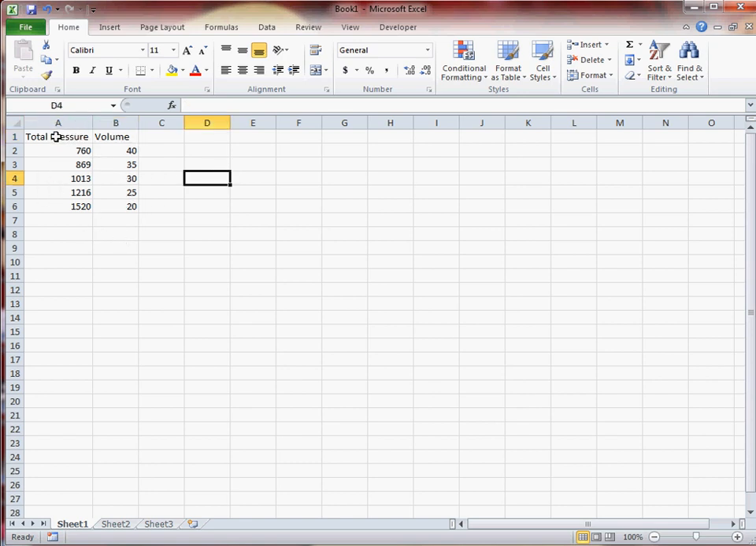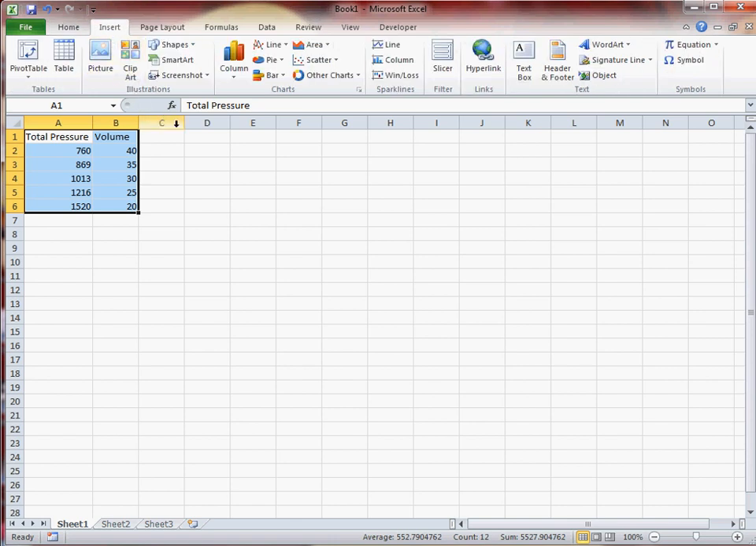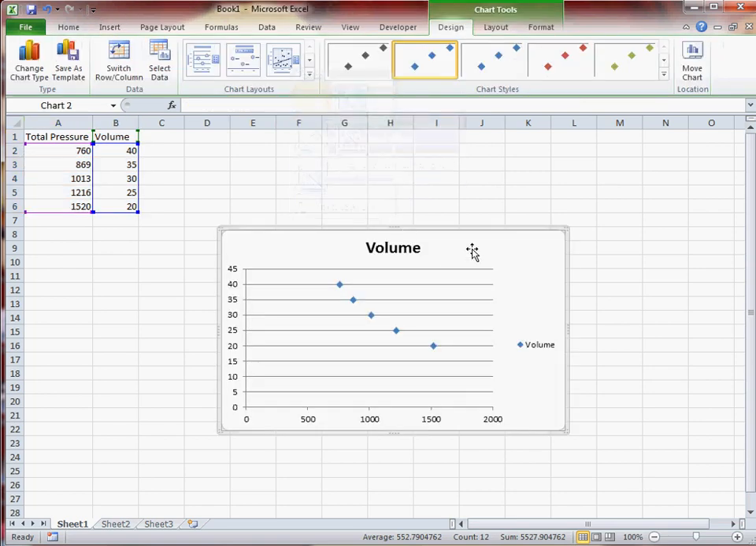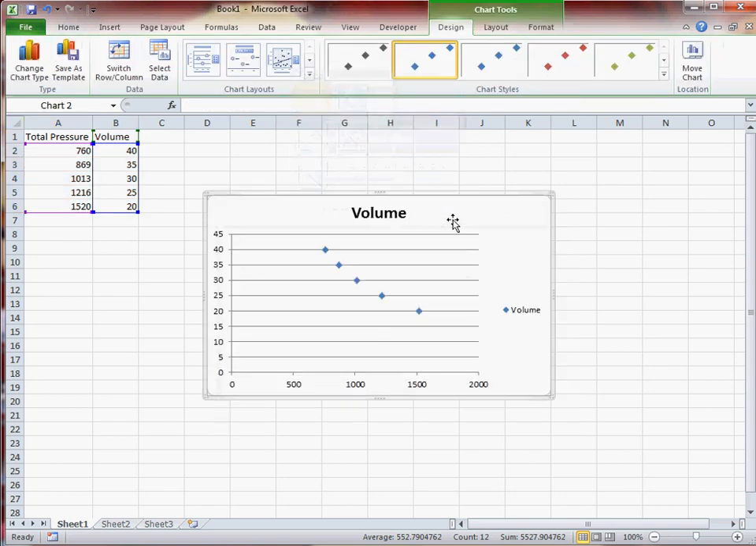So what I'm going to do, notice how I have X and then Y. This is X, then Y. I'm going to select everything. I'm going to insert charts, and in charts I'm going to hit scatter. And I'm just going to pick this one. Don't pick any with the lines, okay? And boom, I've got a chart.